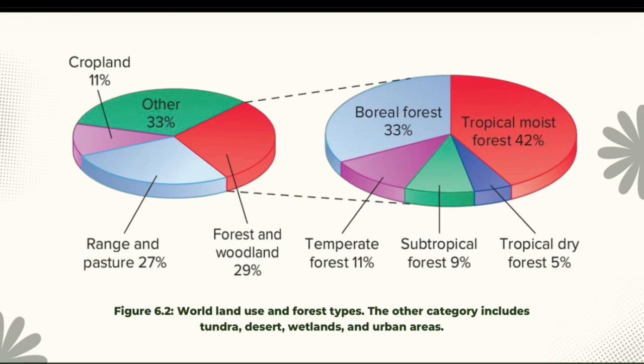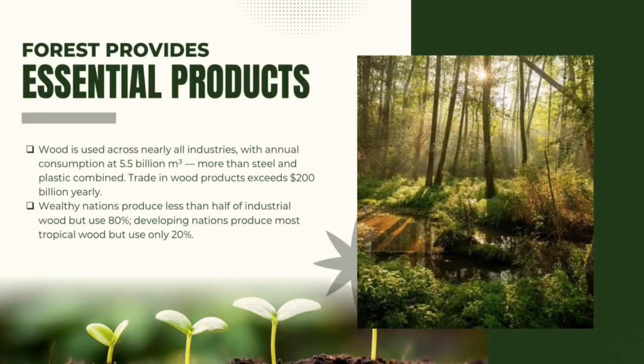We can also see that tropical moist forests are the biggest single type of forest. Even if we combine all other kinds, they still make up a very large share. Each type grows in different places and has its own special plants and animals. Forests are not just homes for nature. They also give us products that we use every single day. Now let us talk about how important these resources are and how they are used around the world.